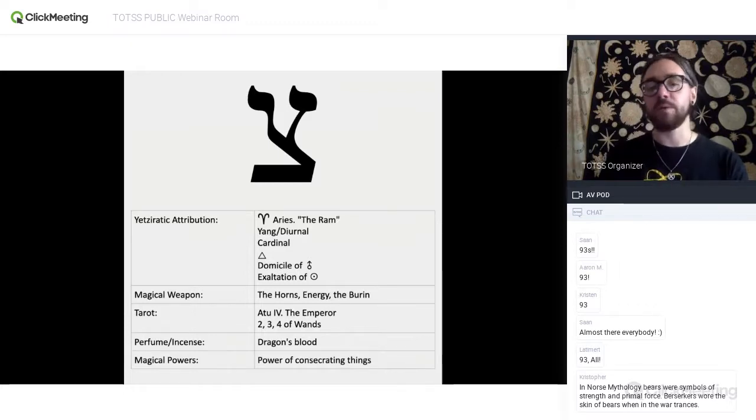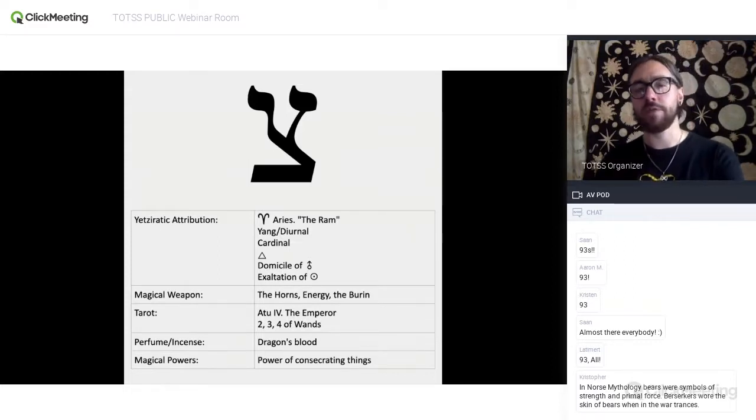And of course the ram fits very well with the general astrological meaning of Aries, the ramming, accelerating very quickly and then ramming into things, literally ramming, right? And then also magical weapon here, Crowley lists energy.